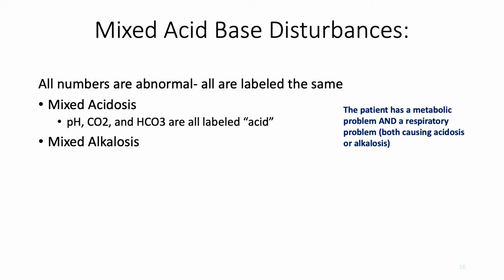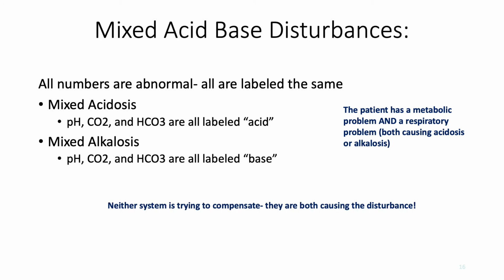And if you think about it, it makes sense. That's a very sick patient. They could be hypoventilating and have kidney failure, for example. That's a respiratory problem that could cause acidosis and a metabolic problem that could cause acidosis, both happening in the same body, both causing the patient's blood to be acidic. And the same concept is true for mixed alkalosis. We have a patient with respiratory alkalosis and metabolic alkalosis. They're maybe hyperventilating and they have diarrhea. The same person has two alkaline problems, so all the numbers would be labeled base, base, base, or all the numbers would be labeled as acid, acid, acid. So no system is trying to help or trying to compensate. They're all causing the problem.